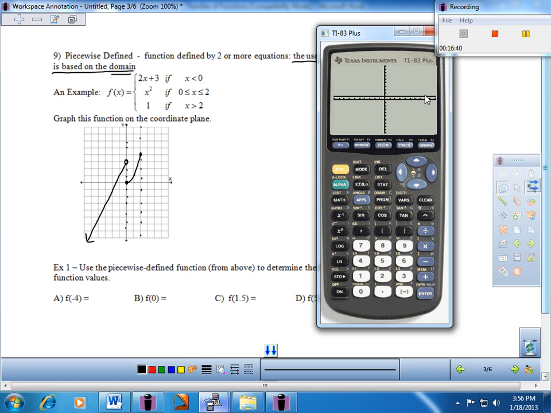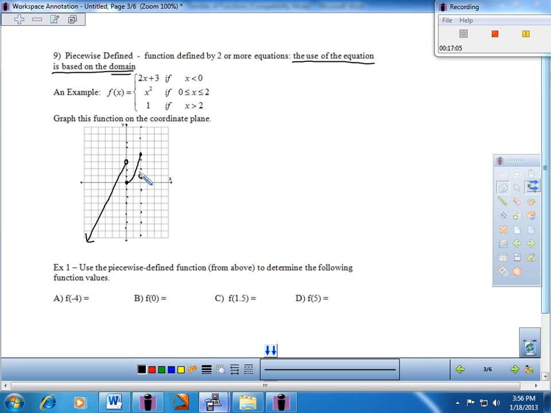And so think about it. Do you think it'll be an open dot or a closed dot when x is 2? I'm hoping you came up with the conclusion that it would be an open dot, and a horizontal line looking something like that.